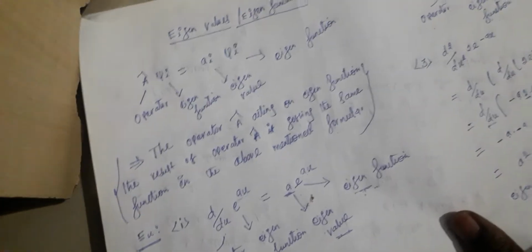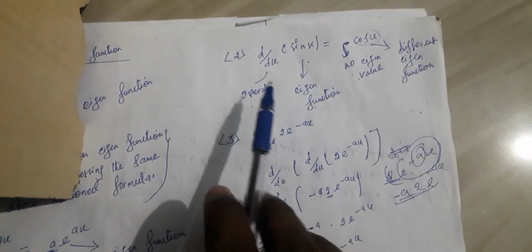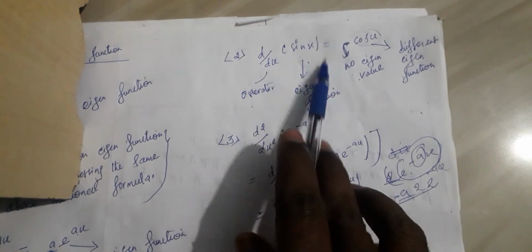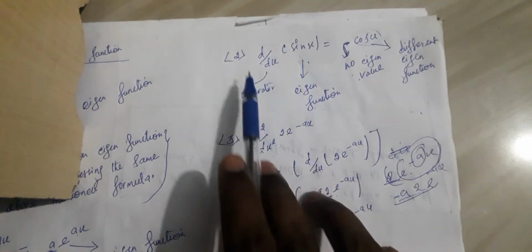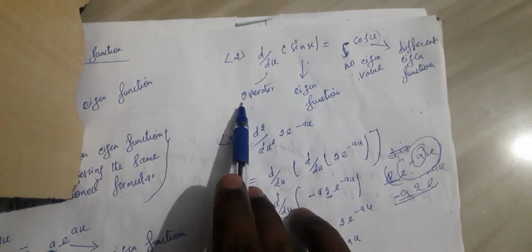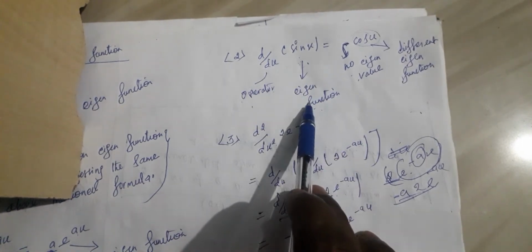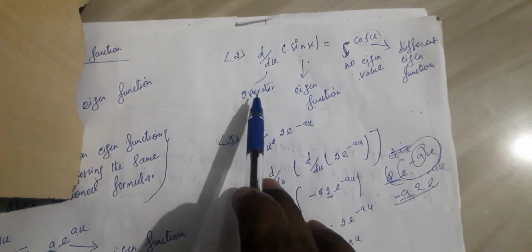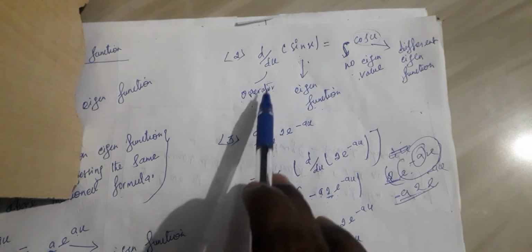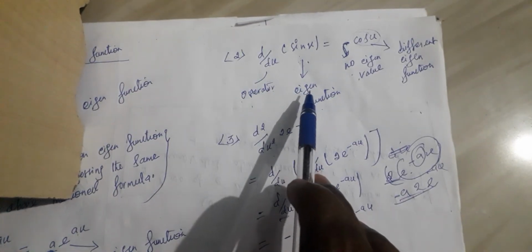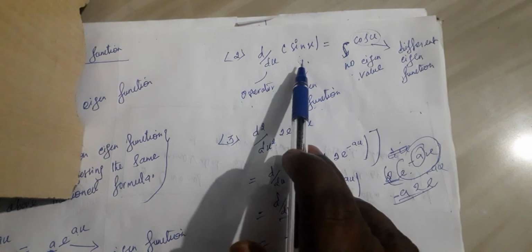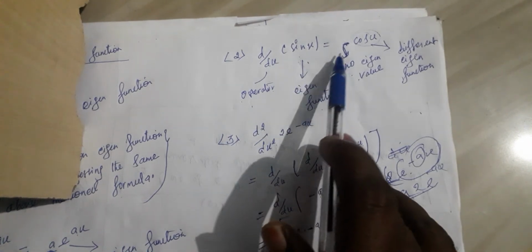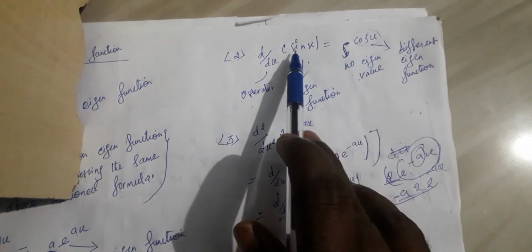Let's see some more examples, then you can understand. Second example: d by dx of sin x. Here d by dx is the operator and sin x is the eigenfunction. Now the operator operates on the eigenfunction. If you differentiate sin x, the result is cos x.